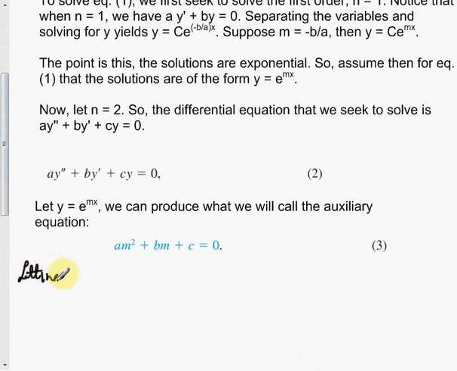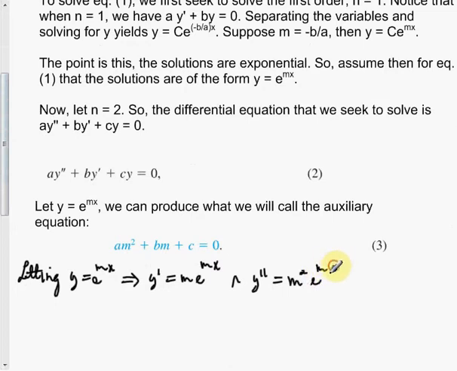So letting y equal to e to the mx implies that y prime is equal to m times e to the mx, and y double prime is equal to m times m, or m squared, times e to the mx.